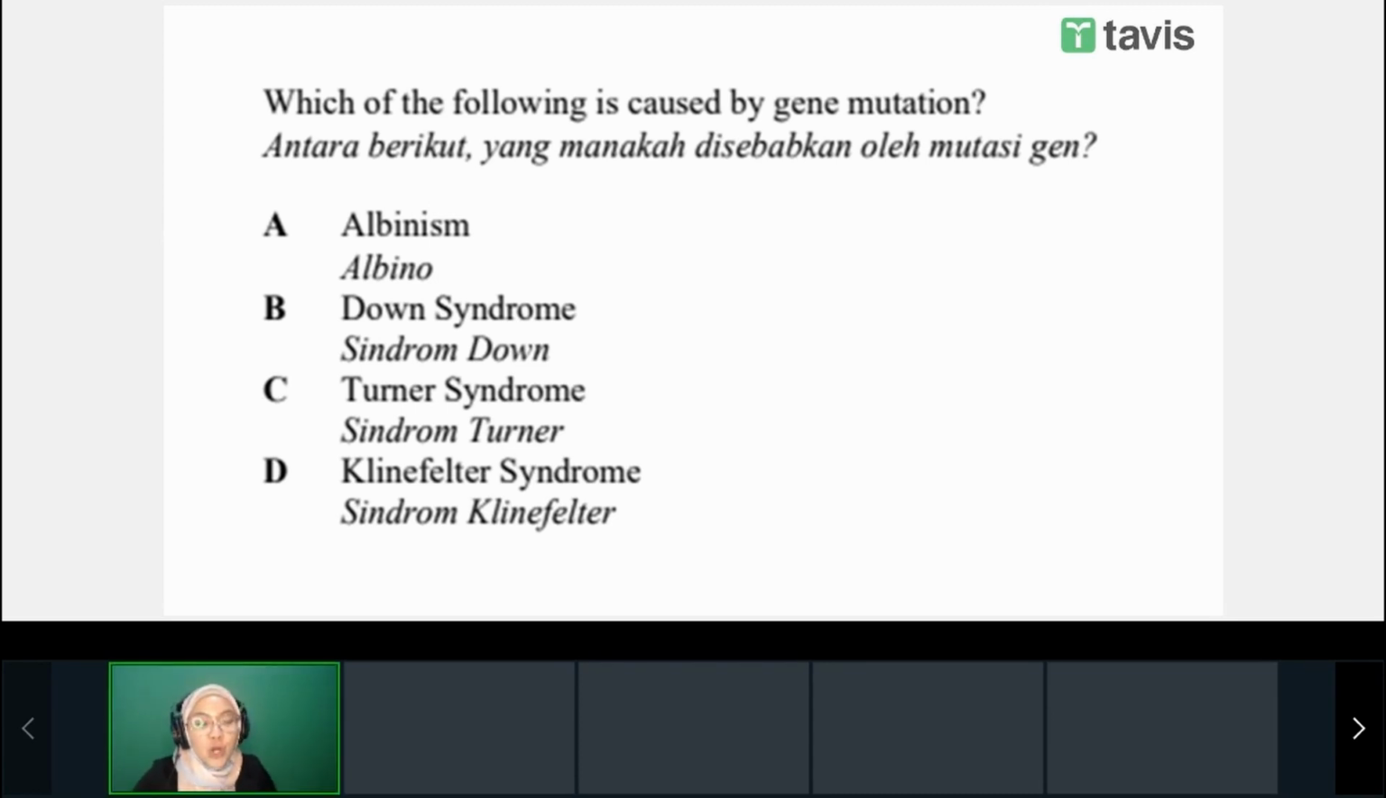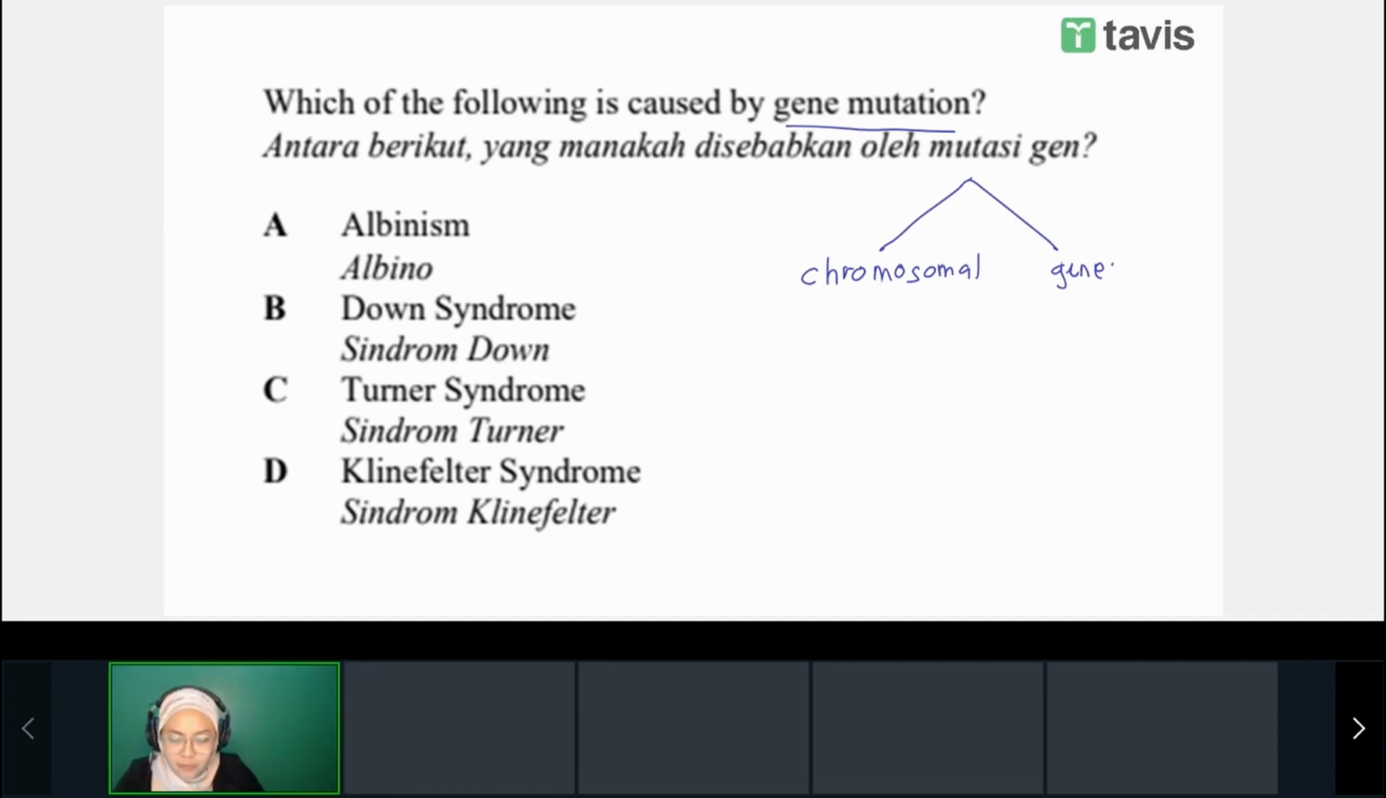Okay, which of the following? Let's read the answer. Which of the following caused by gene mutation? We have how many mutation? We have two types of mutation. The first one is chromosomal. The second one is the... What another one? We have a gene mutation.